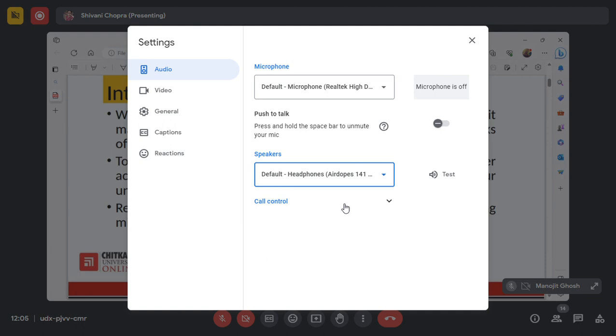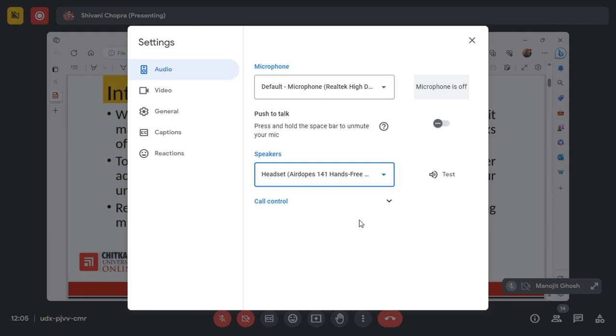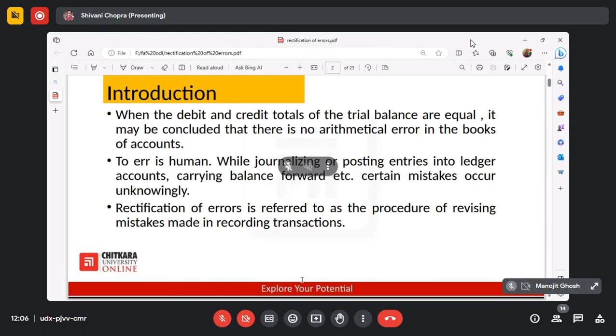So what is rectification of errors? Rectification of errors is a process or procedure which is carried out in order to establish that there is arithmetical accuracy in the books of accounts, the double aspect of recording all the transactions has been served, and the transactions have been recorded accurately, and thus the balance of the trial balance is matched.